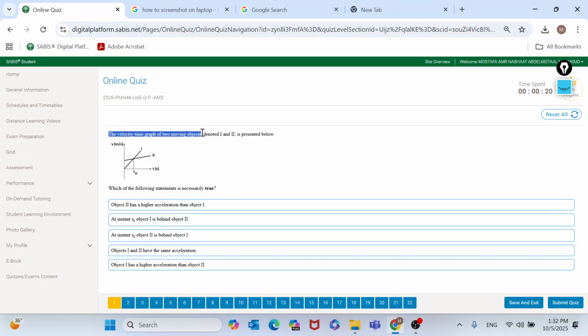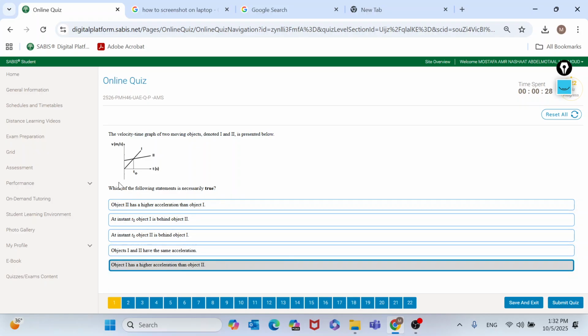The first: a time graph of two moving objects denoted by I and II below. Okay, so the answer is I has a higher acceleration because acceleration is a slope and it has a steeper slope. All the other ones are wrong.